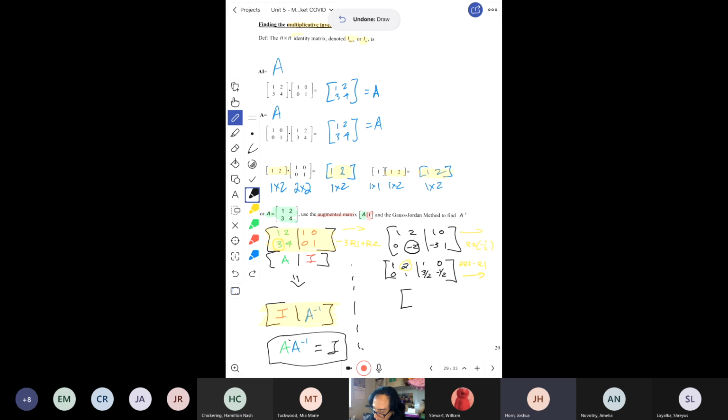Anybody? 2 times row 2, 2 times 0 is 0, minus row 1. Now, did I want to do that? You can do -2 row 2 plus R1. I prefer that, yes. So I'm going to do -2 times row 2 plus row 1. What is my new matrix? Come on, y'all.